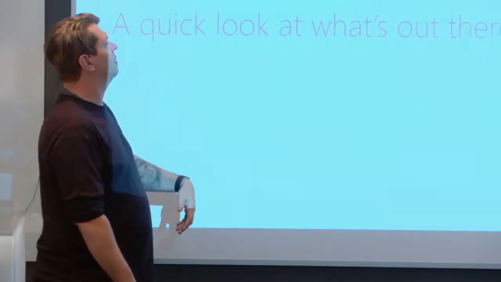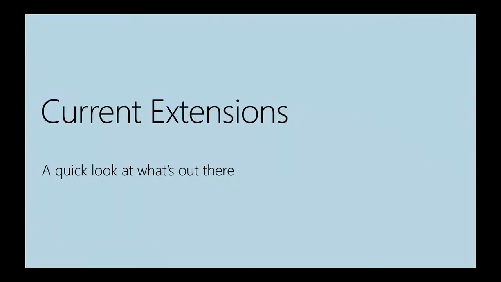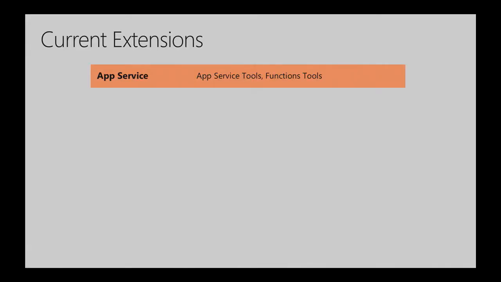So let's take a look at what's out there today. Let's take a quick look at the extensions that are out there, and then we're going to dive in and do demos. Okay? Current extensions. What I'm going to do is go through a list of services, or resource types, that are in Azure, and then we're going to look at the extensions that exist to do that.